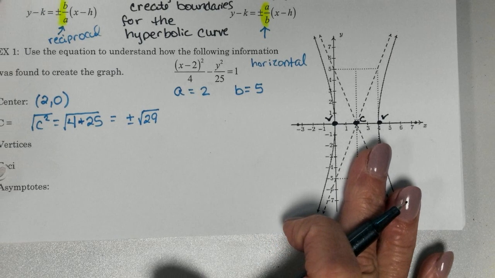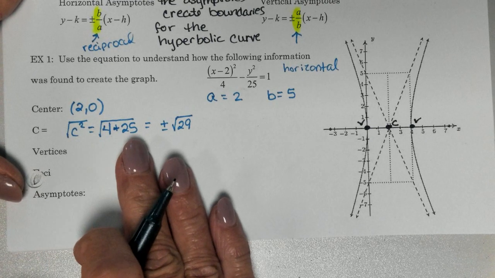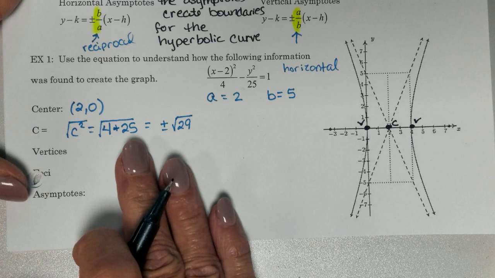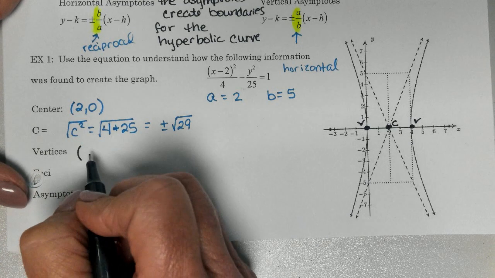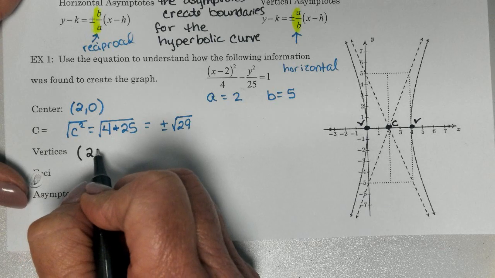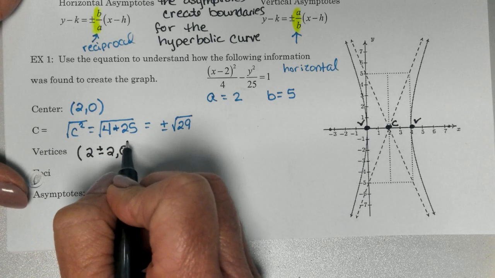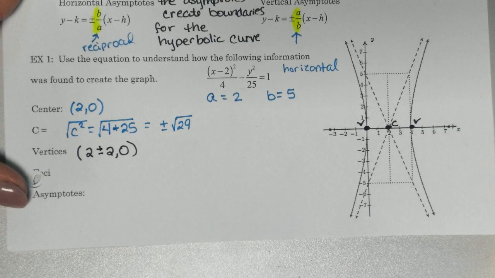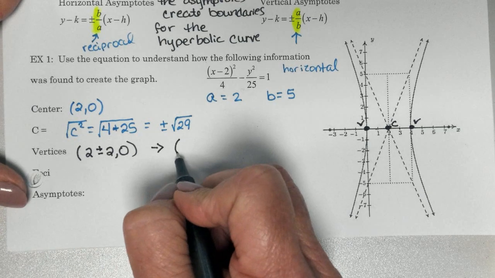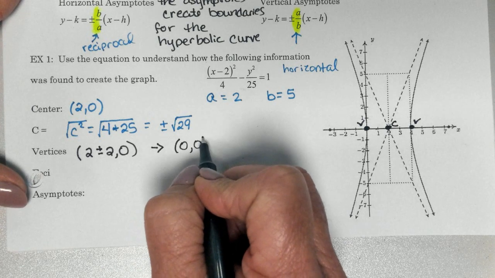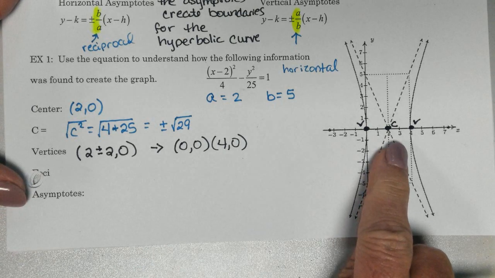Okay, so I can look at my graph and I can go ahead and acknowledge where my vertices are. To think about it with the formula, we're adding and subtracting 2 from our center. So if our center is at 2, 0, I'm going to add and subtract 2 from my x-coordinate, which would give me the ordered pairs 0, 0, and 4, 0. And that's exactly where my vertices are located here.